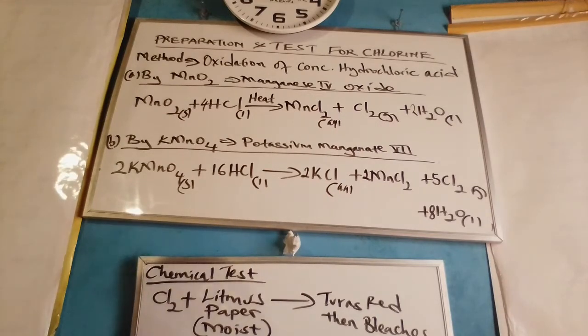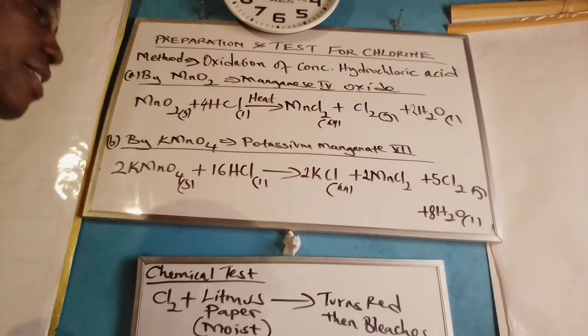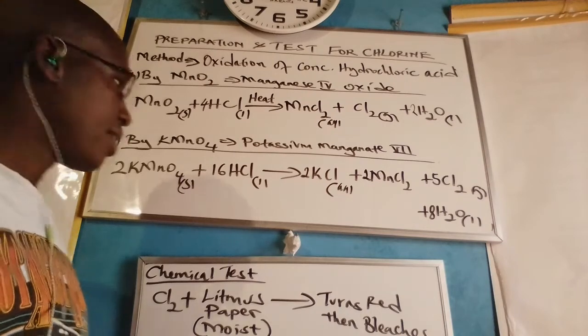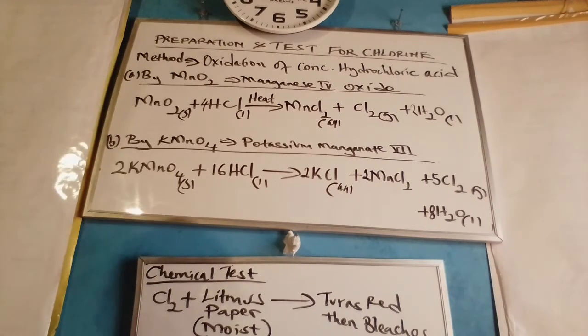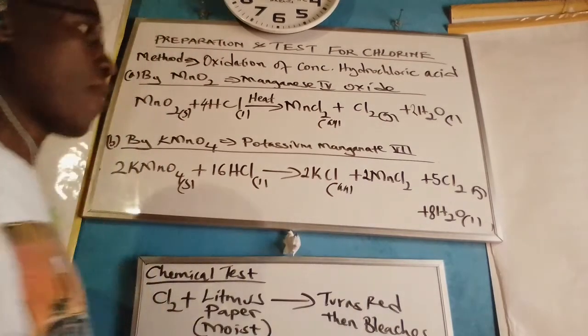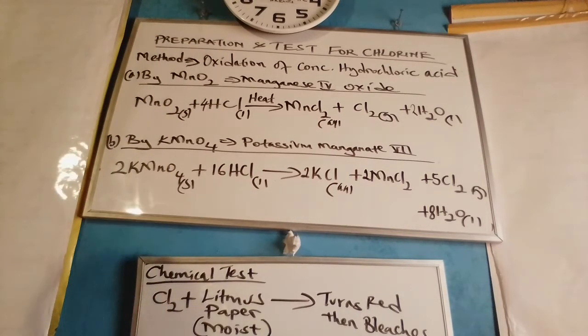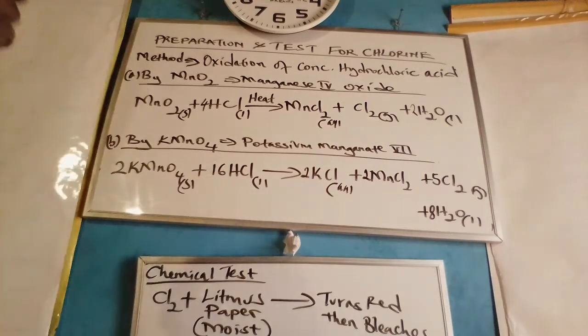Number 2, in the event that you want to prepare chlorine gas from potassium manganate(VII), then you will still take the concentrated hydrochloric acid. Now, the concentrated hydrochloric acid is added onto the potassium manganate(VII), where it produces chlorine gas, potassium chloride, and manganese chloride alongside water. The reaction is fairly fast and no heating is required.